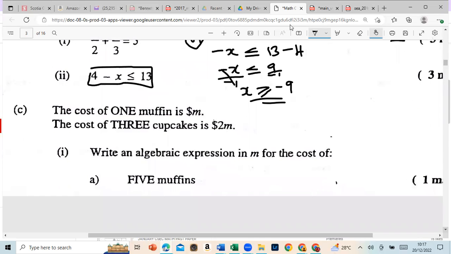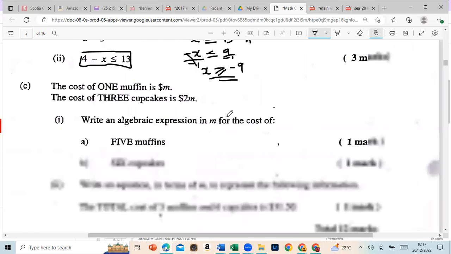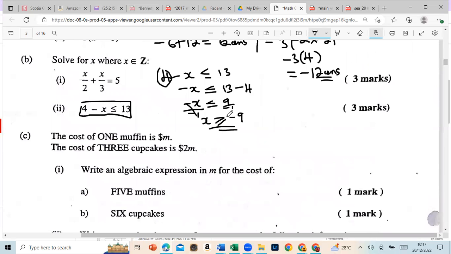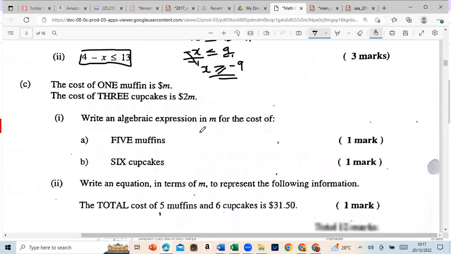Let me scroll up a bit because I think you guys would need to read some of it. All right. So it says the cost of one muffin is $M. The cost of 3 cupcakes is 2M. Let's see what they say now. They say write an algebraic expression in M for the cost of A, 5 muffins.